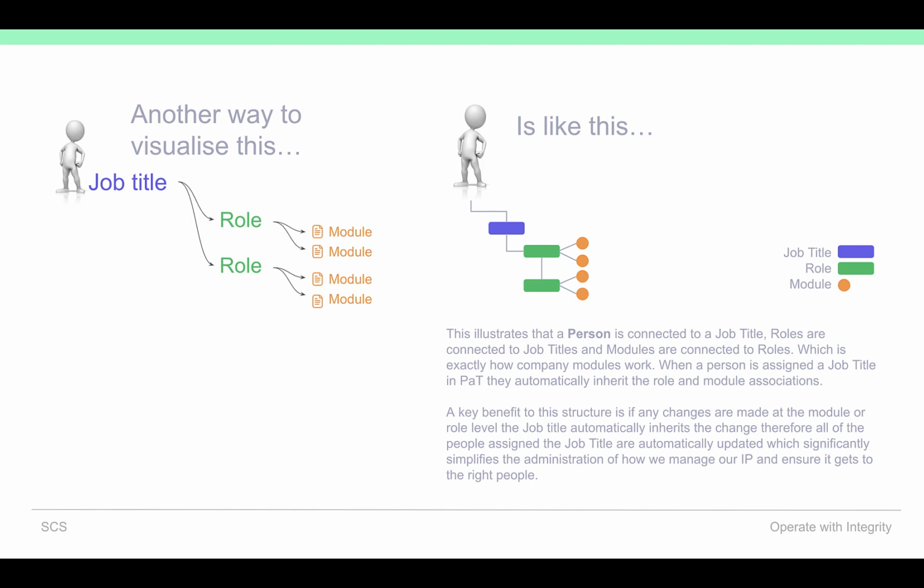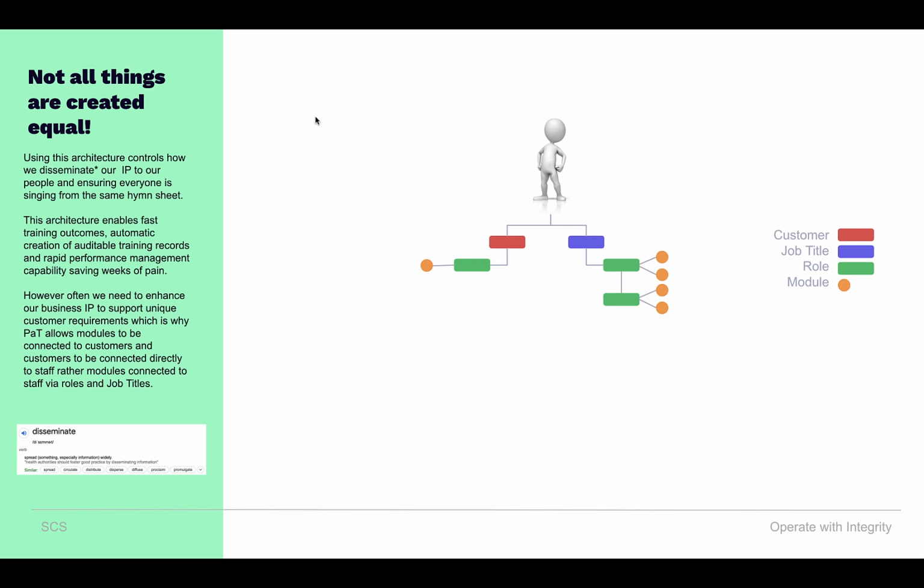A key benefit to the structure is if any changes are made at the module or the role level, the job title automatically inherits the change. Therefore, all of the people assigned to that job title are automatically updated. And that significantly simplifies the administration of how we manage our IP and ensure it gets to the right people. Now, not all things are created equal. So using this architecture controls how we disseminate our IP to our people.